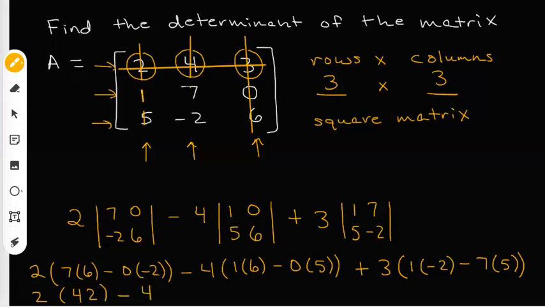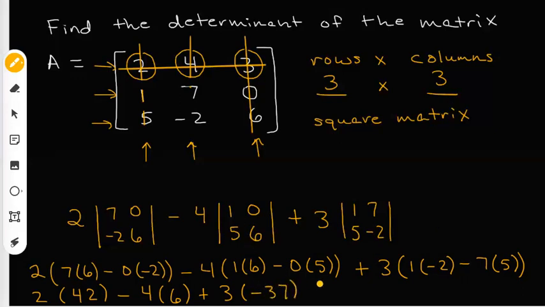Now I move on to the next term. I bring down my -4. On the inside, I'm going to have 1 times 6. We know that that's going to be 6. And then since I have the 0 right here, this term is instantly going to get canceled out. So I'm only going to be left with a 6 on the inside. Then I bring down my 3 and I work with the last term. 1 times -2, that's going to be -2. And then -2 minus 7 times 5, that's 35. So then -2 minus 35 is -37.